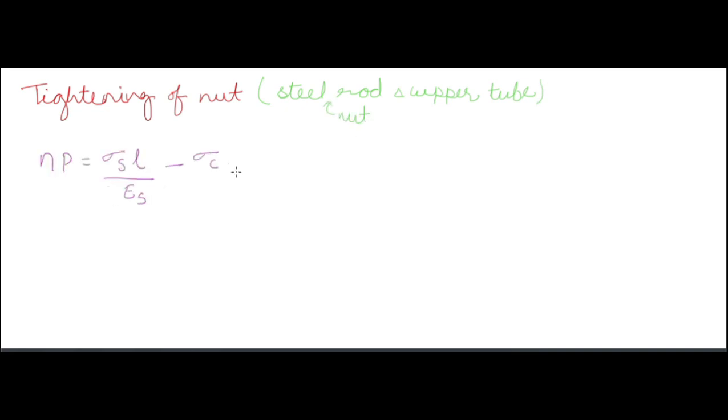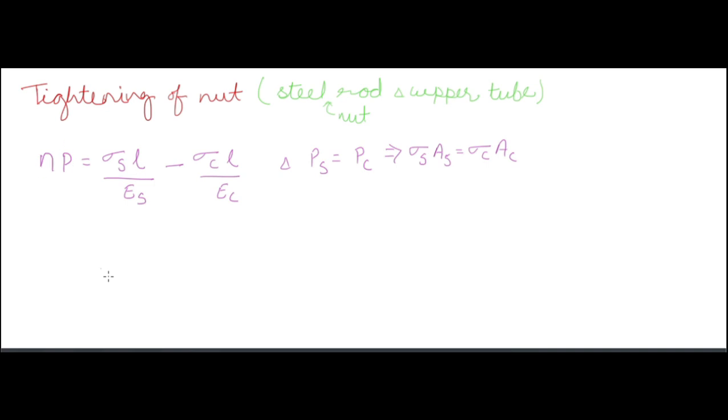Now, tightening of a nut. You have a nut made of steel inside a copper tube, and you are tightening that nut. So N into P, where N is the number of turns and P is the pitch, meaning the distance moved by the nut in one revolution.